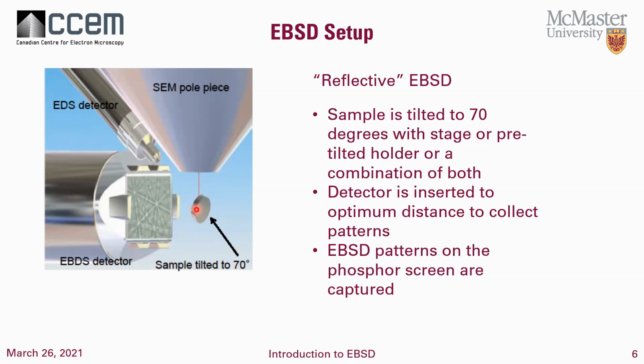In this case, we're doing normal or reflective EBSD. There is a transmission EBSD, which we'll talk about later. We have to insert the detector in to an optimum distance in order to collect the pattern. So the closer we are, the more signal we get. But the actual detector insertion distance does have an effect on what you see on the phosphor screen here. And it is being captured by a camera in the back here.